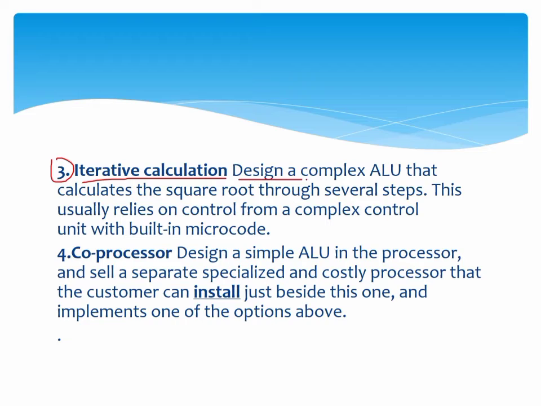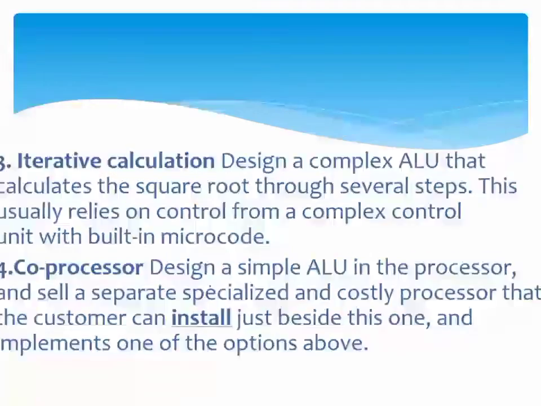Third, iterative calculation: design a complex ALU that calculates the square root through several steps. This usually relies on controls from a complex control unit with built-in microcode. Fourth, co-processors: design a simple ALU in the processor and sell a separate, specialized and costly processor that the customer can install just beside this one, and that implements one of the options above.